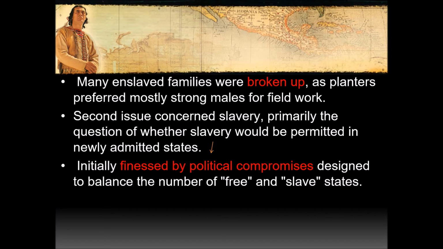Because of the slave traders, many enslaved families were broken up. The planters mostly preferred strong males for field work, so many slave families were broken up, maybe with only one of them becoming a slave for the planters. The second issue concerning slavery was primarily the question of whether slavery would be permitted in the newly admitted states. It was initially finessed by political compromises, as they wanted to balance the number of free and slave states. So they wanted the number of free states and slave states to be balanced.